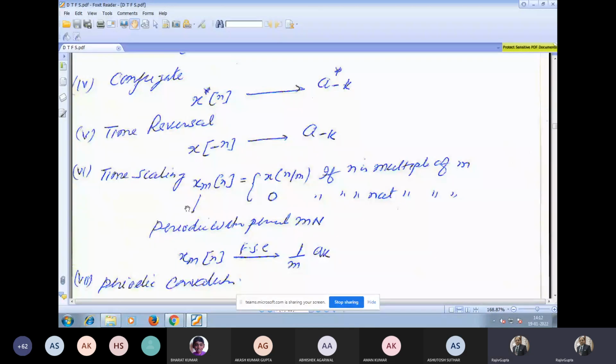Time scaling is something like x_m[n], which is given as x[n by m] if n is a multiple of m. Remember, we are dealing with discrete time signals, so n must be a multiple of m. Only then is it possible to do the scaling of a discrete time signal. Sir, what is this m? Come again, please. This small m indicates the scaling factor.